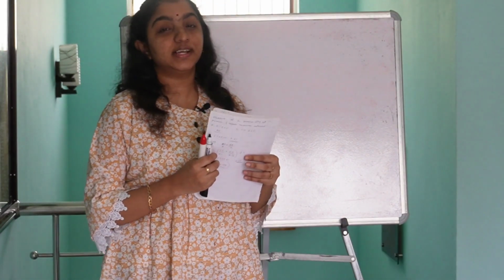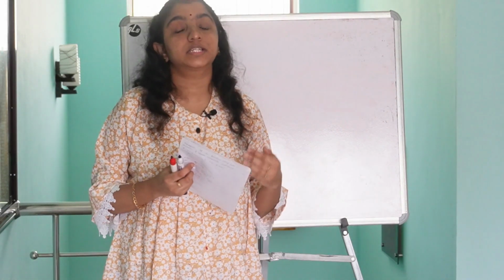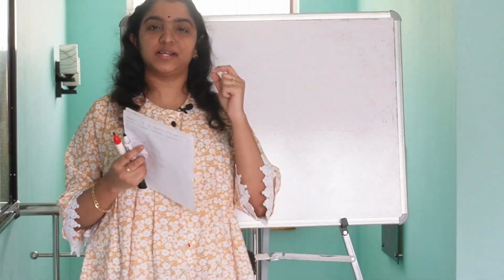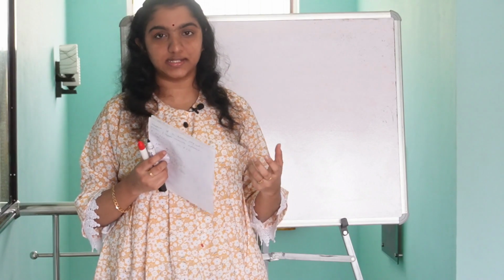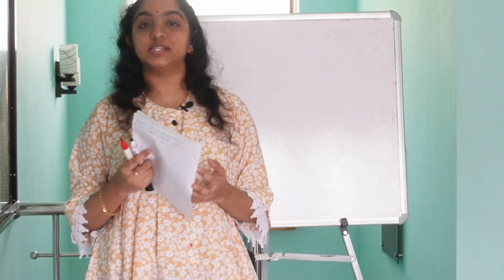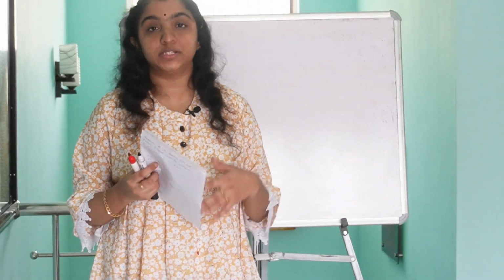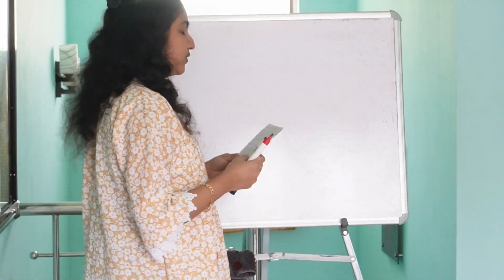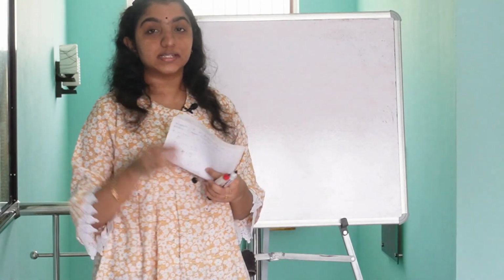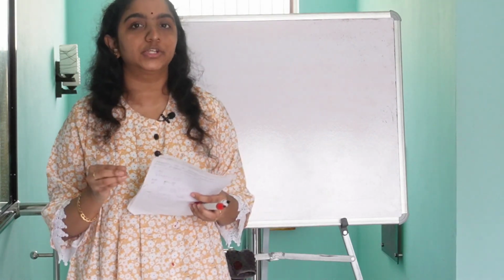So is it clear, guys? Yes, how to find the maximum possible error in the resultant when more than one operation of physical quantities is involved in an equation. So now let's discuss some problems on combination of errors.